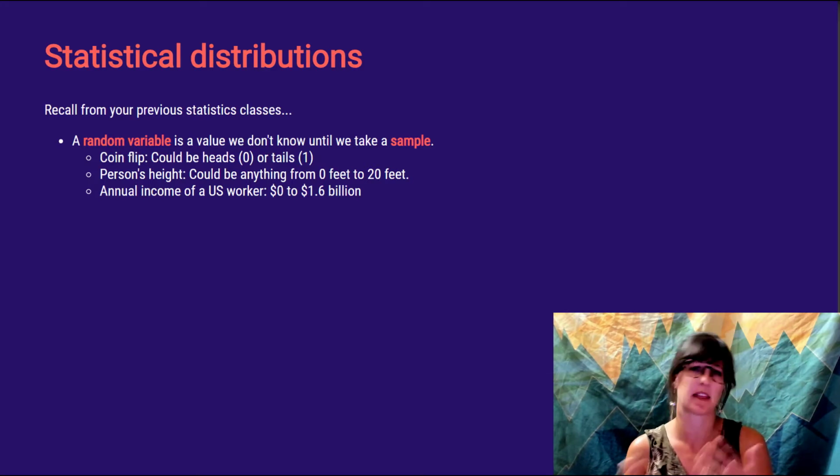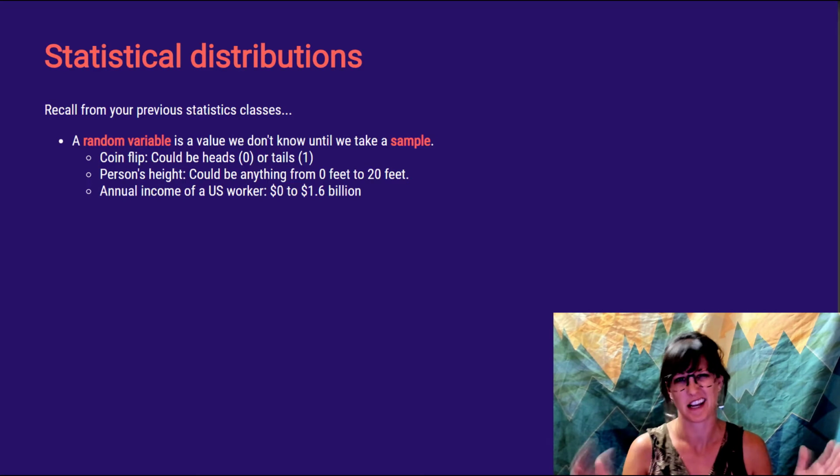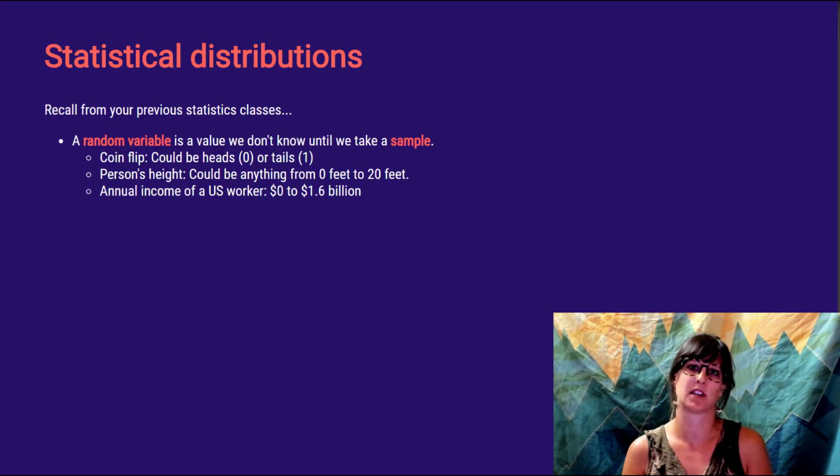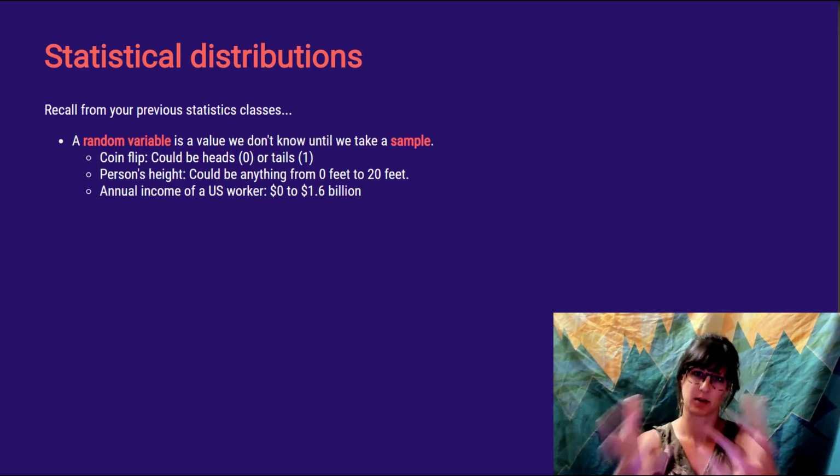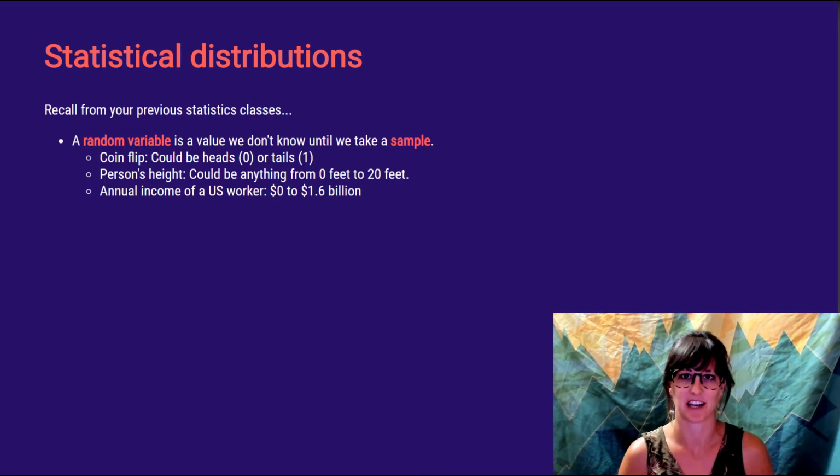And similarly, we might think of income of US workers. We have some range that we have a good idea the annual income must fall in, but we don't really know an individual's income until we grab that individual and check out their tax returns.